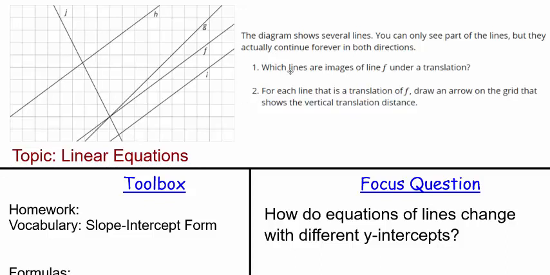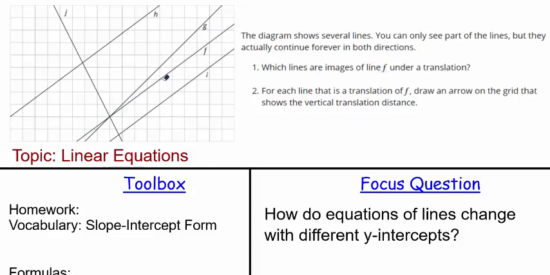Okay, let's look at our warm-up. The diagram shows several lines. You can only see part of the lines, but they actually continue forever in both directions. All of them. Which lines are images of line F under a translation?